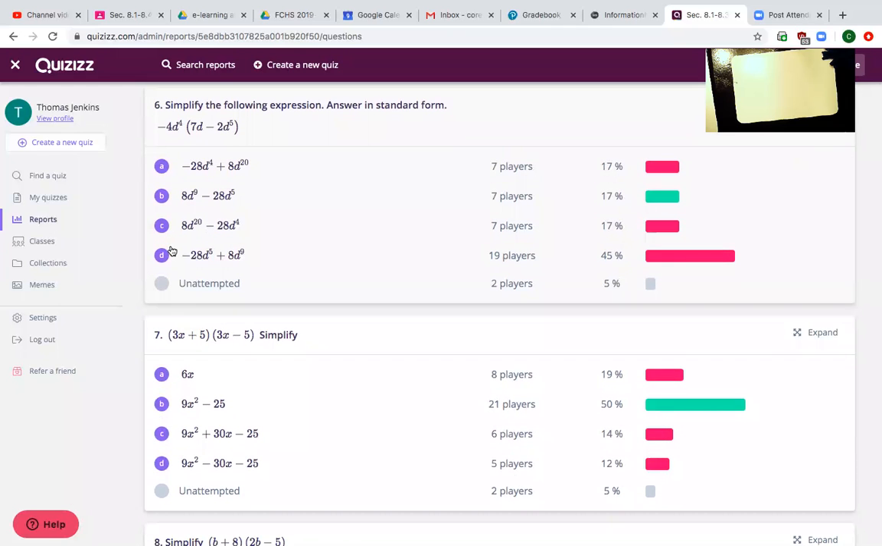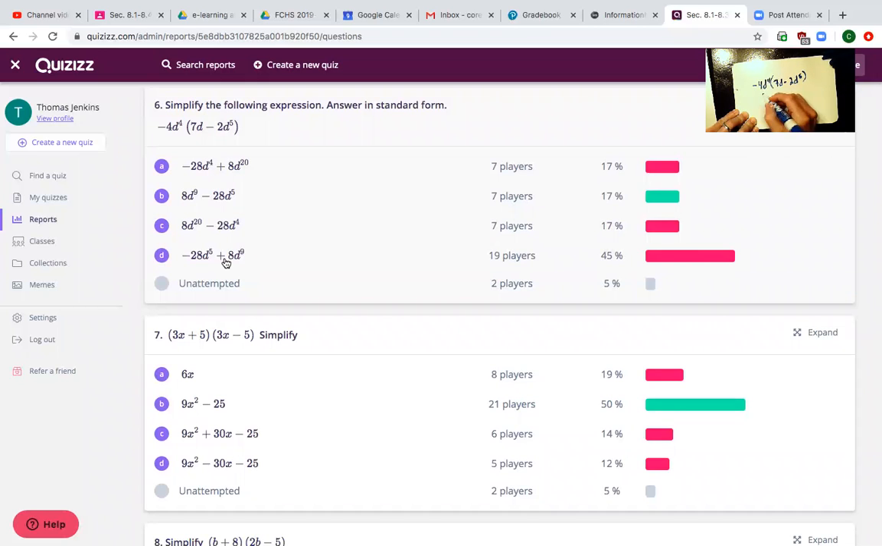Next one, so I'll tell you why this one was tricky. And if you look at the leaderboard, you can see that I missed one too because I tricked myself. The key to this one is it says answer in standard form. So all you guys who answered choice D, which most people did, you just distributed correctly. So I'll write out what I'm talking about for those who are struggling with this. Negative 4d to the 4th times 7d minus 2d to the 5th.